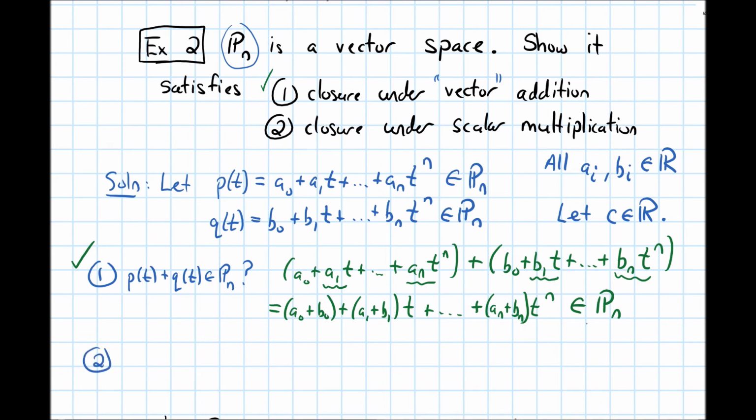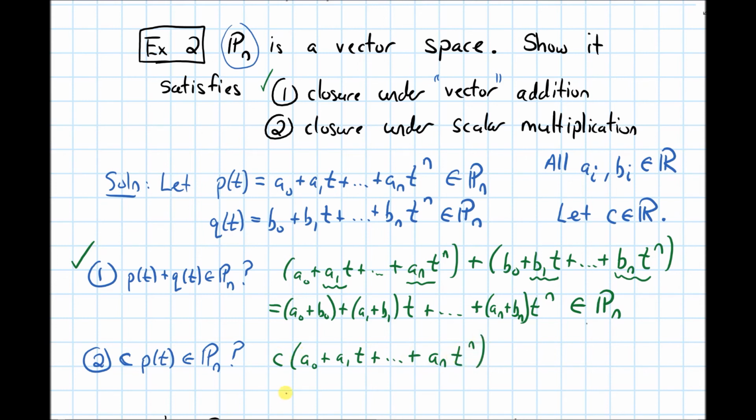Okay, so let's look at the second property. Now what I want to ask is, if I take an arbitrary polynomial like p of t, and I multiply that by some real number, some scalar, c, is that still going to be in Pn? And if it is, it's closed under scalar multiplication. So let's write this in green again. This time I'm taking c, multiplying it by p of t, which was a naught plus a1t plus dot dot dot plus an times t to the n.